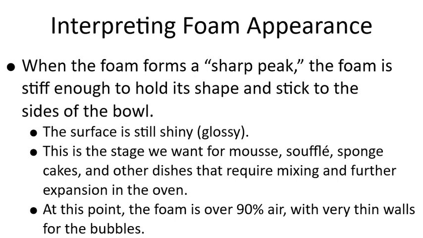In fact, it's often sticky enough that you can turn the bowl upside down without losing any foam. The surface is still shiny or glossy as the proteins and the water are still occupying a single phase. That is, the proteins have not yet curdled or coagulated into solid clumps. This is the stage that we want for mousse, soufflé, sponge cakes, and other dishes that require mixing and further expansion in the oven. At this point, the foam is over 90% air by volume with very thin walls for the bubbles. That is, the foam is quite light.